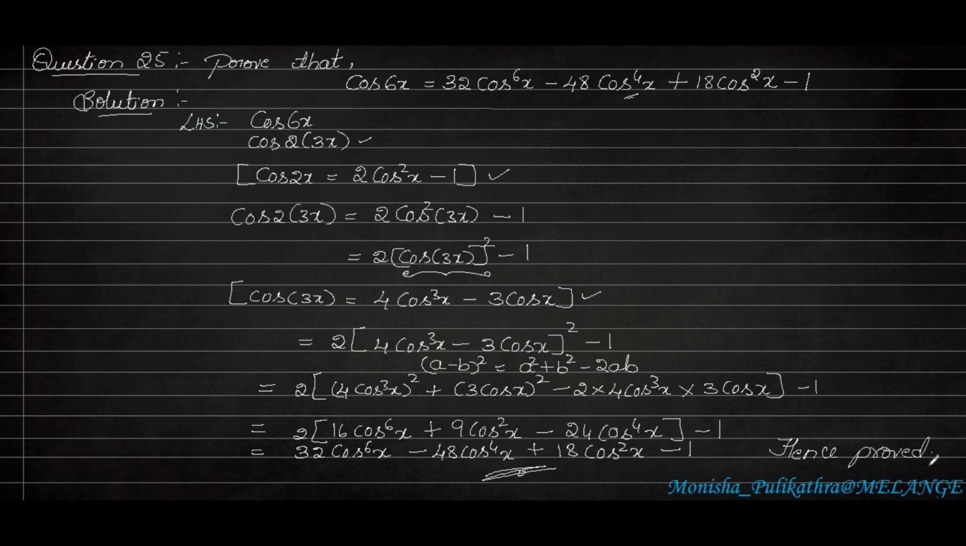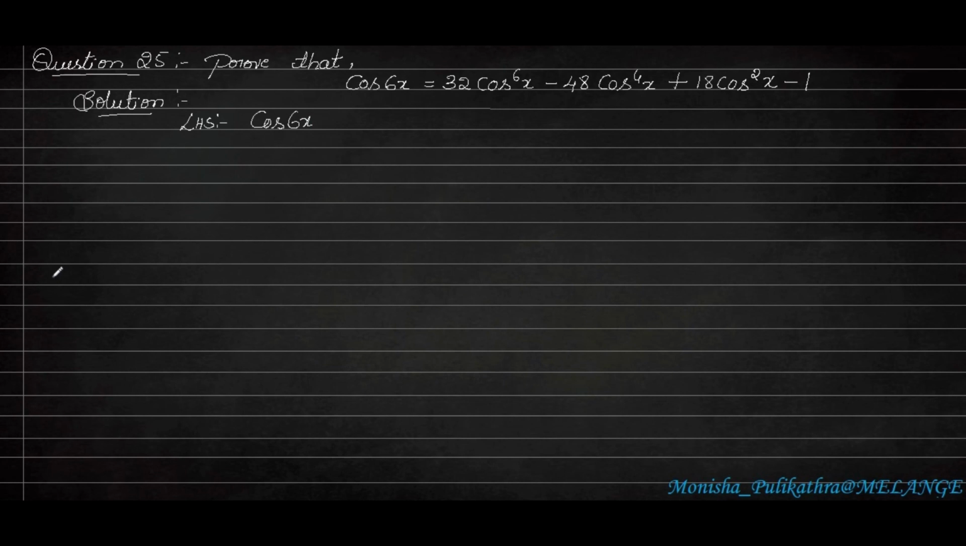I hope you understood. Let us move on to the last question of this session. That is cos 6x, we have to prove it. It is equal to 32 cos to the power of 6x minus 48 cos to the power of 4x plus 18 cos square x minus 1. Here LHS is cos 6x.